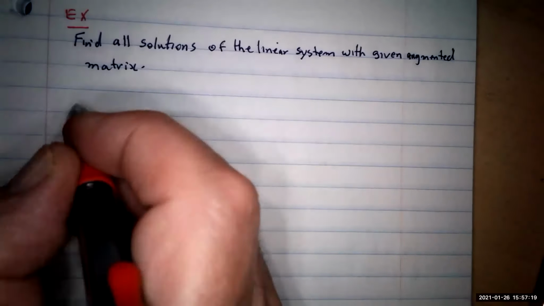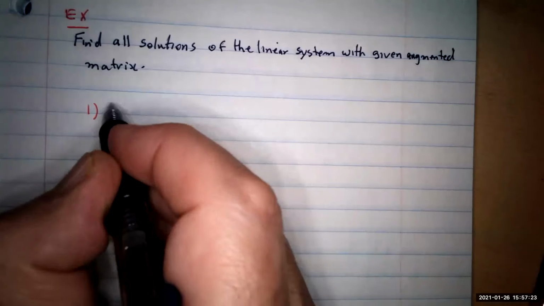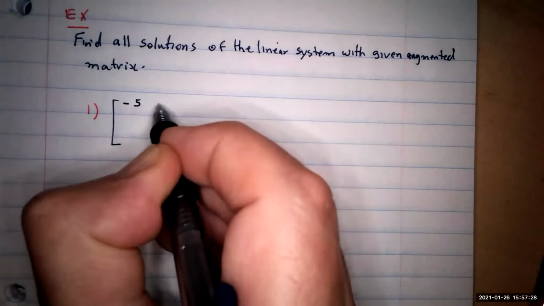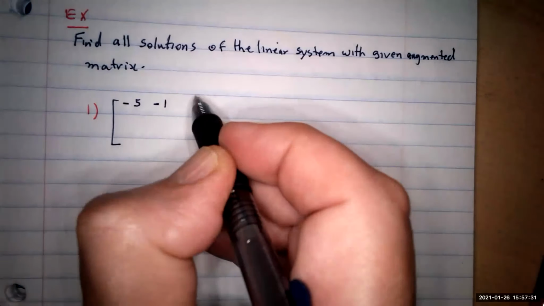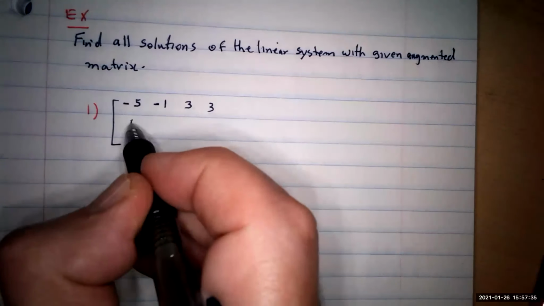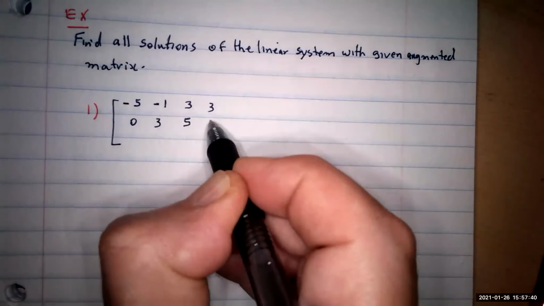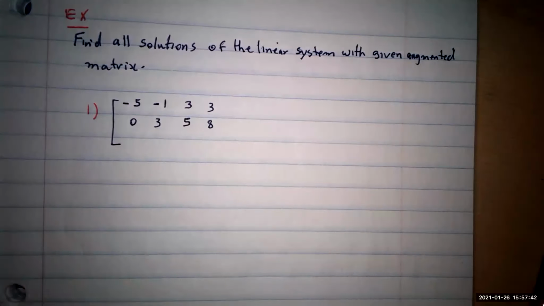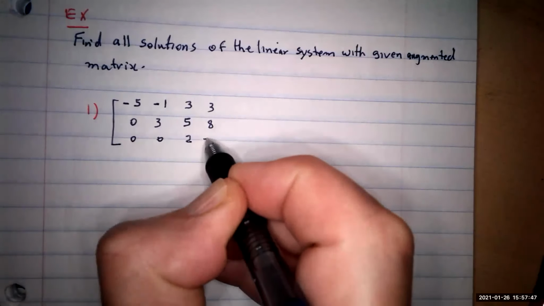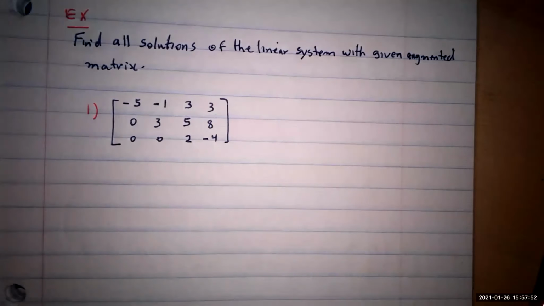The first one, this is going to be the given matrix. We have a -5, -1, 3, and 3. That's the first row. The second row is going to be 0, 3, 0, 3, 5, 5, and 8. And this one is going to be 0, 0, 2, and negative 4. So this is going to be the matrix that we're going to have.